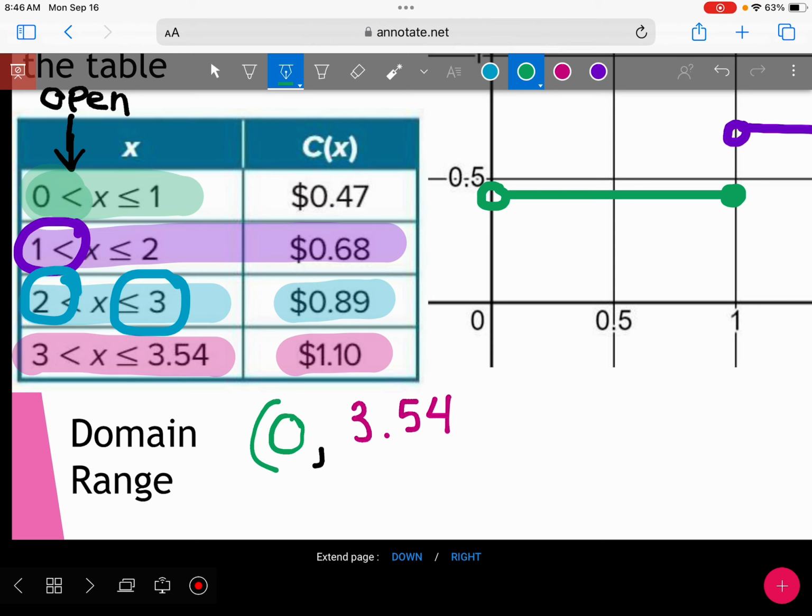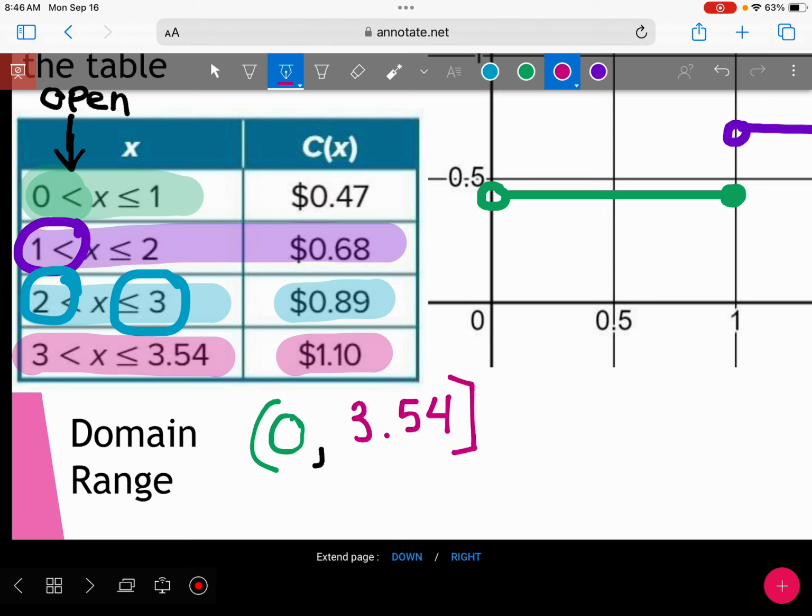Can I touch that one? Yes, because we have a closed circle. If I can touch it, we put a square bracket. Wait, are we using the biggest and the highest or something? Yeah, the leftmost and rightmost, because it's domain. Oh. Okay. So as far left as we can go, as far right as we can go, and there are no gaps in the middle. There are no breaks.